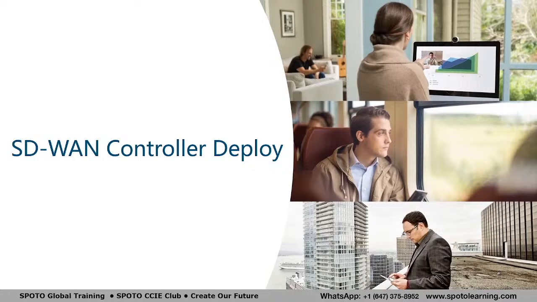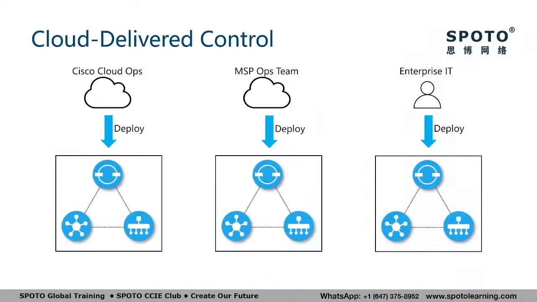The next one, let's talk about the SD-WAN controller deployment. There are 3 models available on the market right now. The first one is Cisco Cloud Ops. This is a controller cluster provisioned and managed by Cisco. As the customer, the end user, you can consume this solution as a service. You just pay the subscription to Cisco and you get this service.